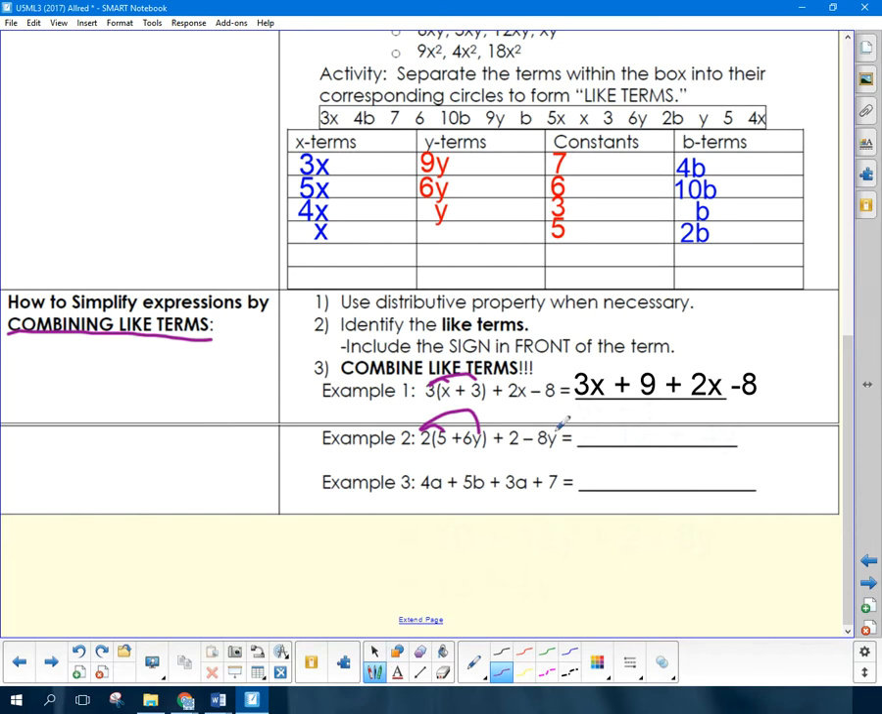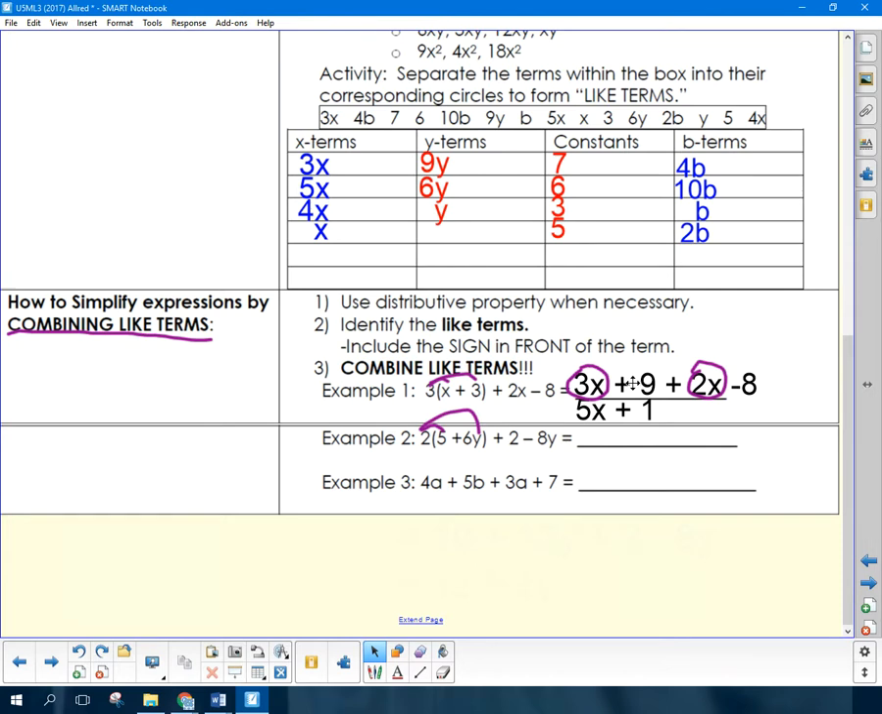figuring out what the like terms are. I'm going to use color coding to do this. So I see 3x. The only other term in there that can go with the 3x is the 2x. So I'm going to put the 3x and the 2x together. 3x plus 2x. See this plus sign in front of the 2x? That tells us that we're going to add 2x to 3x. 3x plus 2x is 5x.